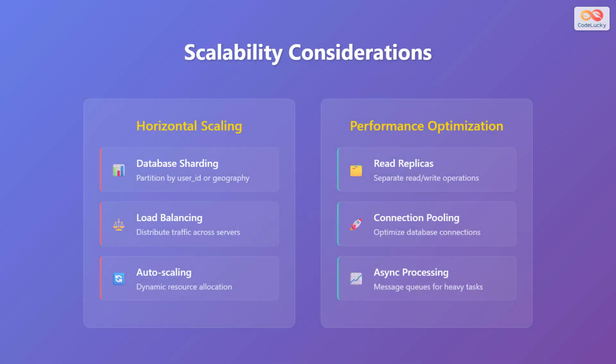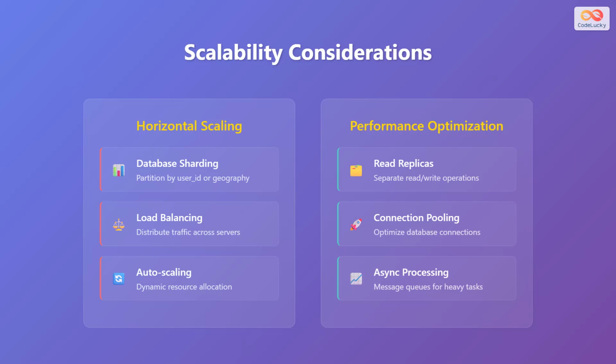To achieve scalability, we can employ horizontal and vertical scaling techniques. For horizontal scaling, we can use database sharding by user ID or geography. We can use load balancing to distribute traffic across servers. Also, we can use auto-scaling to dynamically allocate resources.